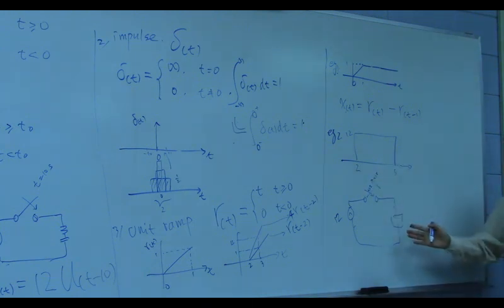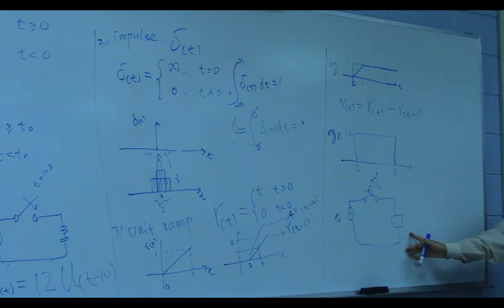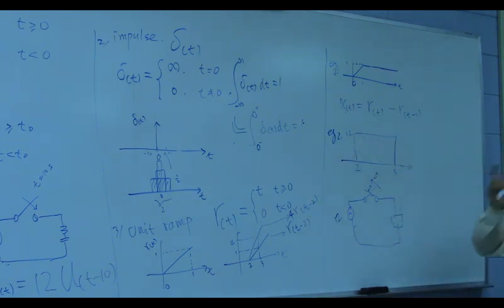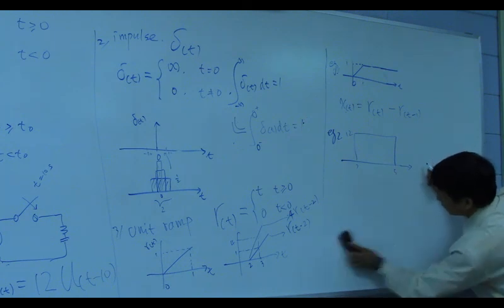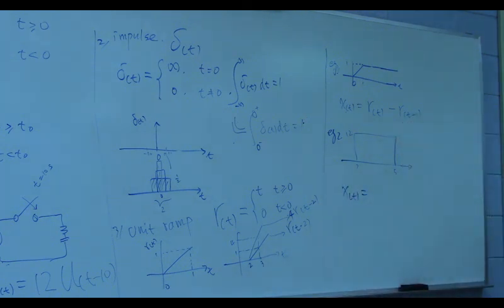That is the application. When t equals 2, I close it and apply this 12 to this circuit. Then at t equals 5 seconds, I open it. No input at all. I want to use these basic signals to represent my input. So what is this input? Anyone want to try?